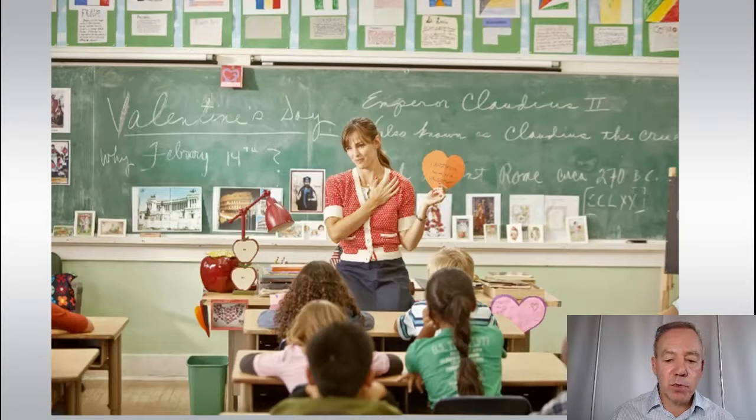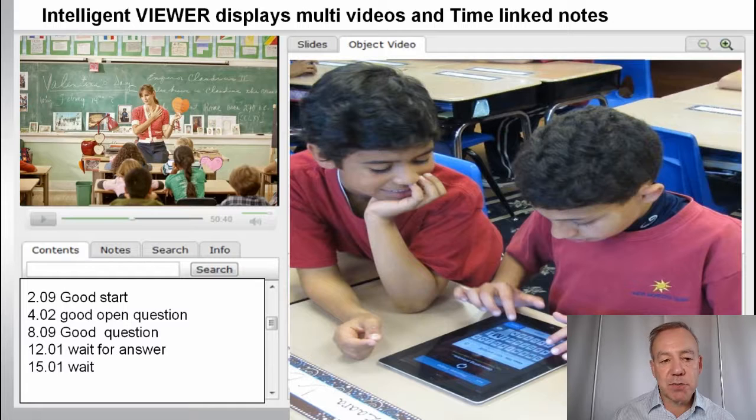When you log on, if there's just one camera, you would see just the one camera view, which is clearly that one. But we supply a system that we call an intelligent viewer, which allows multiple screens to be seen at the same time.